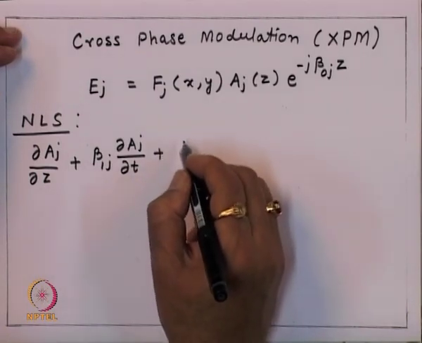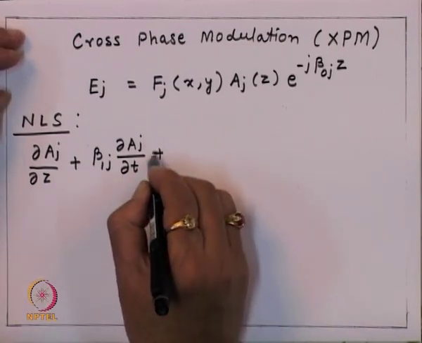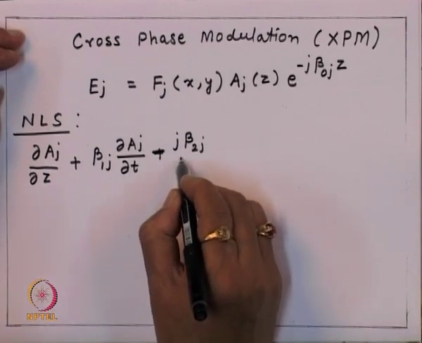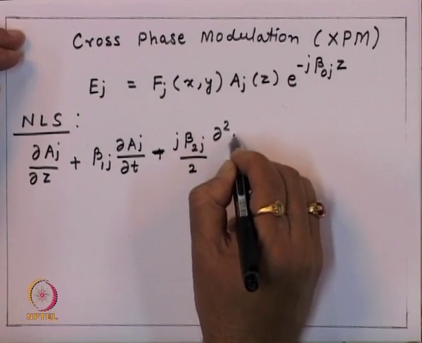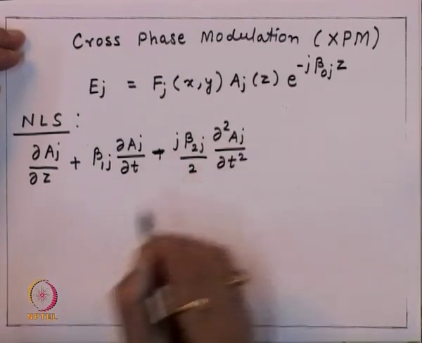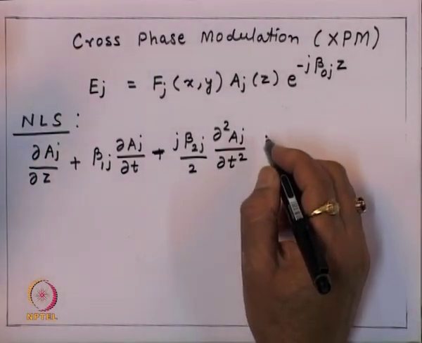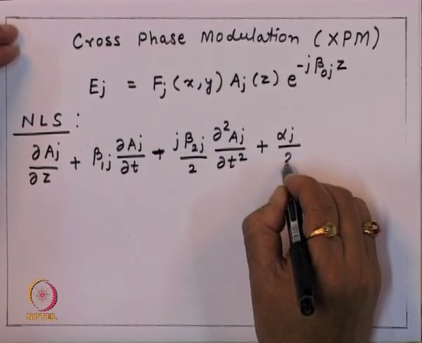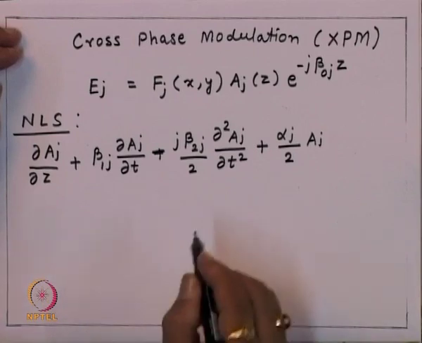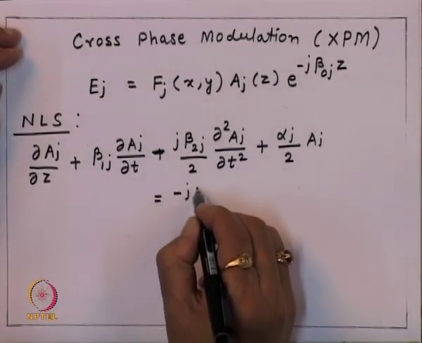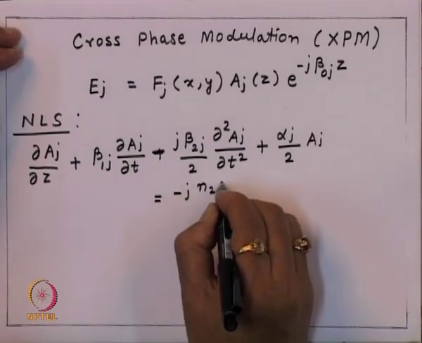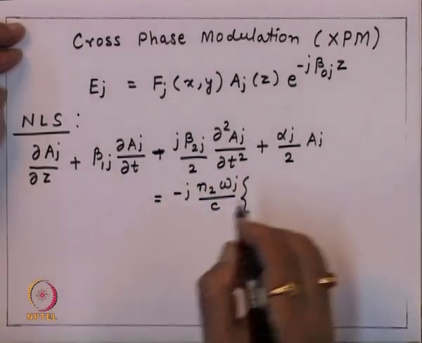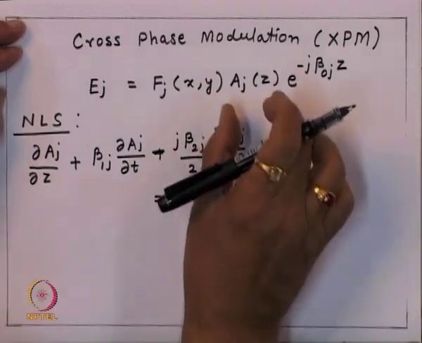minus j beta 2j by 2 d2 A_j by dt square plus alpha_j, which is the attenuation term, by 2 A_j is equal to minus j n2 omega_j by c, and the nonlinear terms which are proportional to the mod of A square.